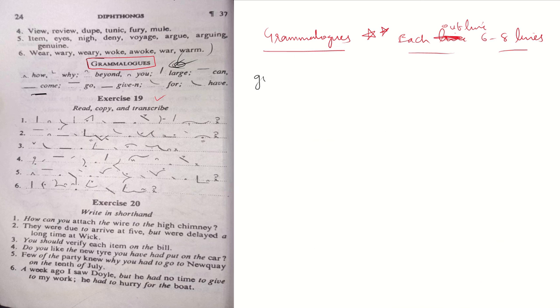We have "go" here. When you get go, we have the symbol, right? Write it above the line, simple. It is a heavy stroke. If it were a light stroke I would write lightly, but it is heavy stroke. You can see the difference here. Go, go, go, above the line.